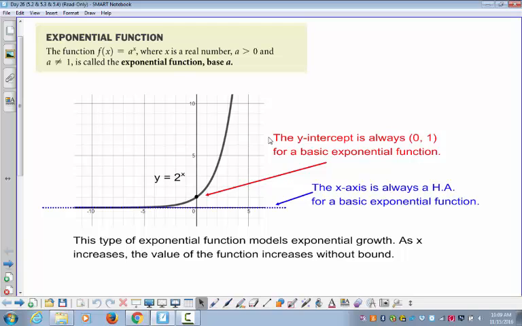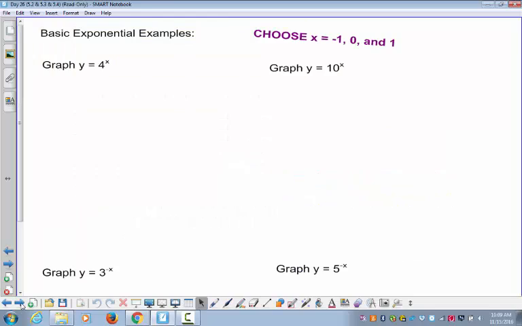Now back here, when you're plugging in negatives, it's growing very, very, very slowly. It's not touching the x-axis, it's getting infinitesimally close. When we talk about exponential growth being fast, we're talking about over here. We move a little bit to the right and it jumps up a lot. Not over to the left. So let's look at some examples.